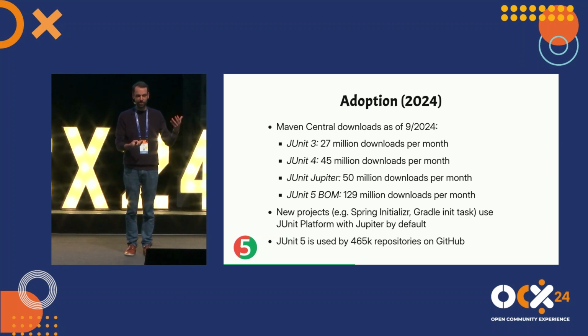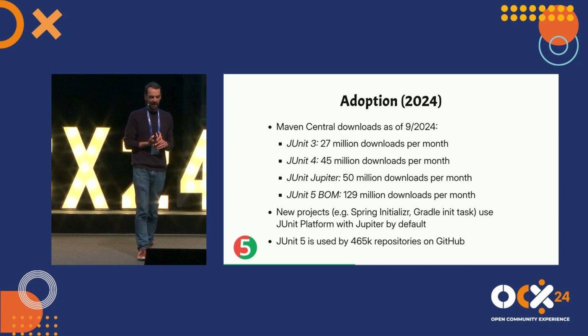So JUnit 3 now has 27 million downloads per month, JUnit 4, 45. And JUnit Jupiter, which is the new testing framework, part of JUnit 5, has 50 million downloads per month. So that's a significant milestone for us. You can also see the JUnit 5 BOM, which binds everything together, the compatibility layer known as Vintage Engine, the platform, and Jupiter, the testing framework. So these dependency declarations are used more widely than JUnit Jupiter, which is great.